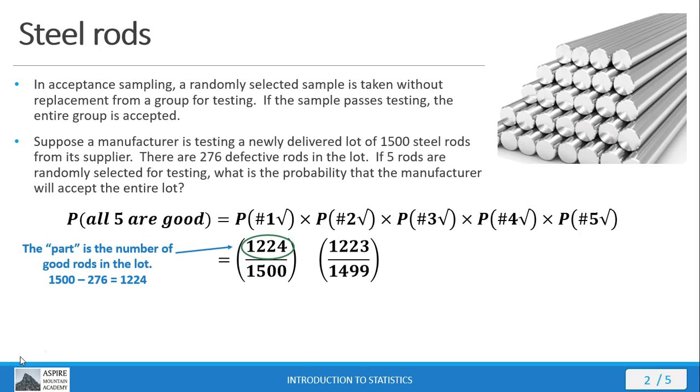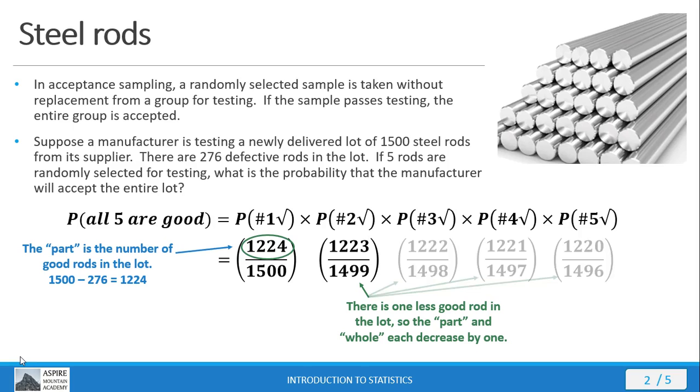Now, the probability the second one checks out is 1223 over 1,499. Why these numbers? Well, we took one rod out. We're selecting without replacement. That means we don't put it back in to be sampled again. So we have to adjust our numbers when calculating out our probability. There's one less good rod in the lot, and so the part and the whole are each going to decrease by 1. And we're going to see the same thing when we calculate the probability that the third one checks out, and the fourth one checks out, and the fifth one checks out. Notice with each of these numbers, the part and the whole each decrease by 1. That's because we're sampling without replacement.